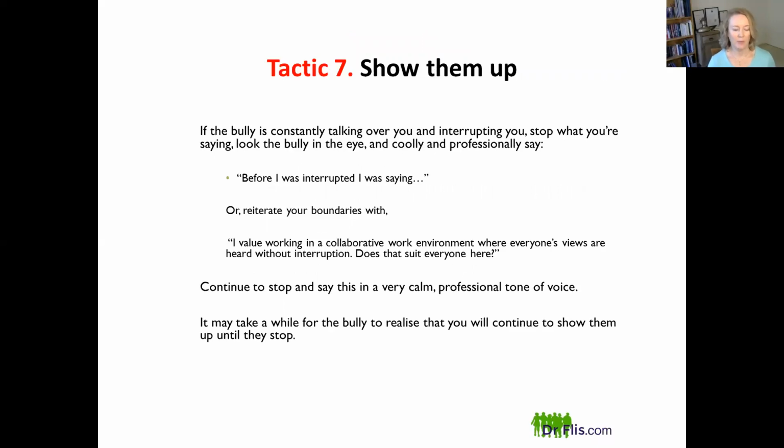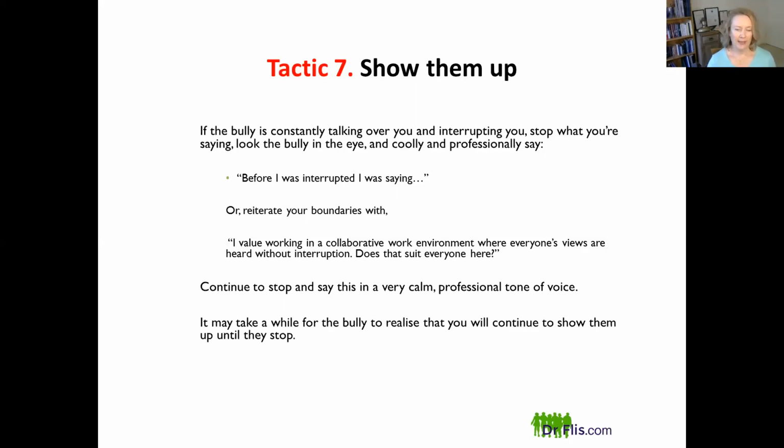Tactic 7, show them up. If the bully is constantly talking over you and interrupting you, stop what you're saying, look the bully in the eye and coolly and professionally say, before I was interrupted, I was saying, and go on. Or reiterate using your boundaries. What I mean by that is, as I said, for instance, your value is to work in a respectful work environment, and therefore your boundary is to be listened to without interruption. So you actually say that, and this is how. I value working in a collaborative work environment where everyone's views are heard without interruption. Does that suit everyone here?